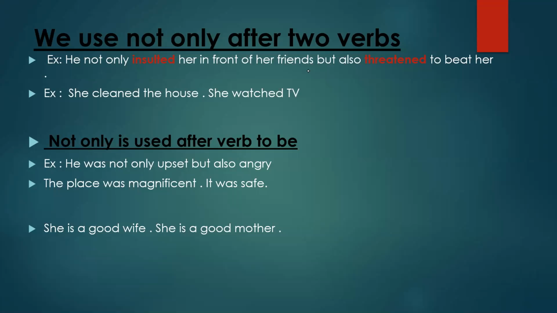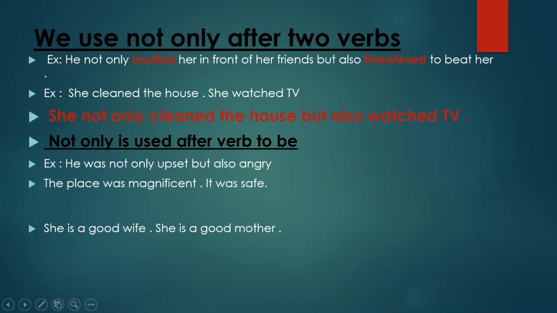Okay, so Maya, you place not only, she not only, before cleaned, right? Can I place it after cleaned? Can I say she cleaned the house, but also watched TV? Yes, miss, thank you. So the exception is only for which rule? The exception is only for verb to be. I cannot place not only before verb to be. This is the exception. Okay, so let's continue.